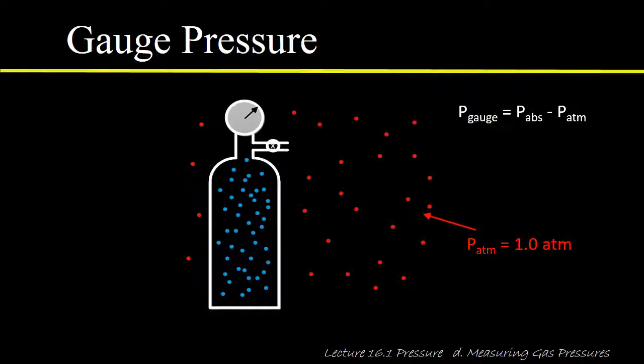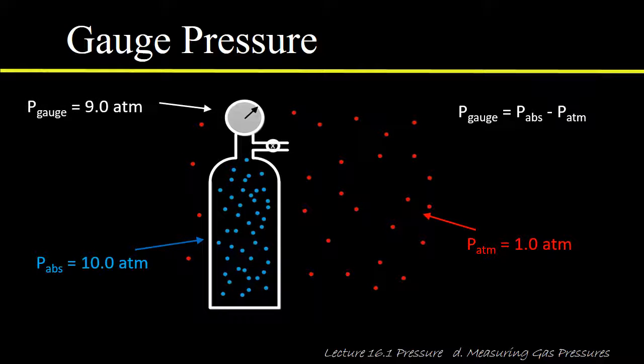All right, so atmospheric pressure is 1 atmosphere, and the pressure of the gas in the cylinder is 10 atmospheres. So the gauge up at the top, right, what is the gauge going to read? The gauge is going to read the difference between those two, or 9 atmospheres. That's how gauge pressure works.